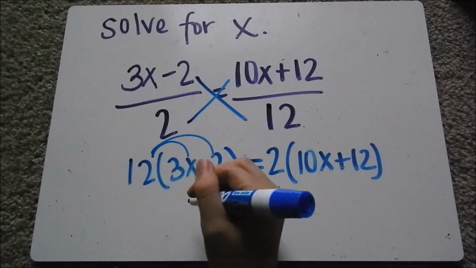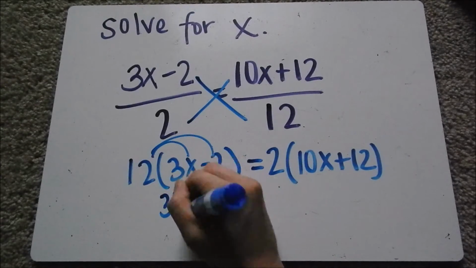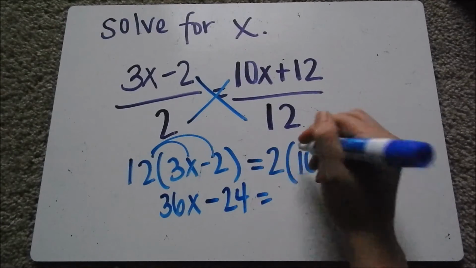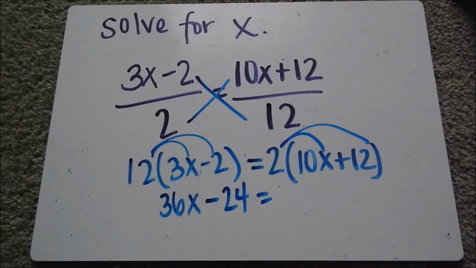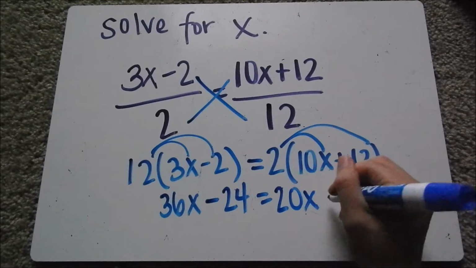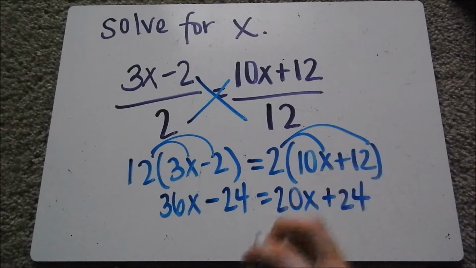12 times 3x is 36x. 12 times negative 2 is negative 24. And we will do the same thing on the other side. 2 times 10x is 20x. 2 times 12 is 24.